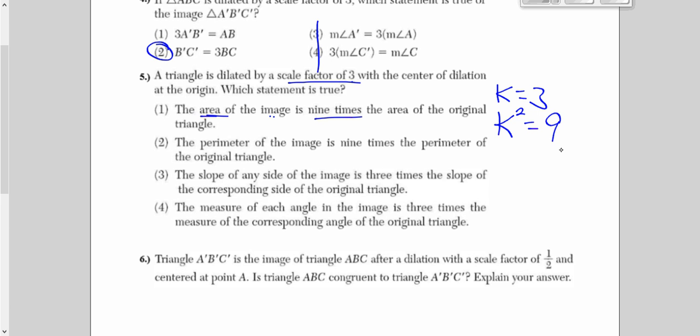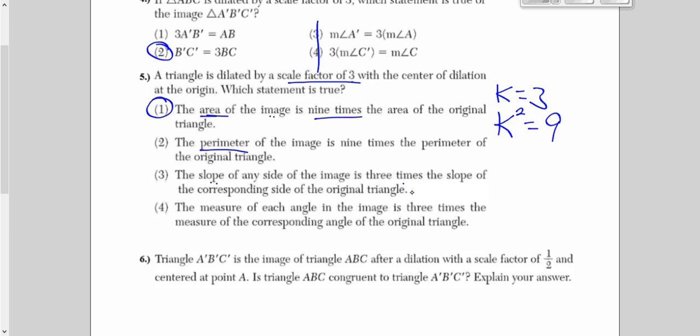Let's take a look at the other choices. So 1 is the choice, but could it be 2? The perimeter. Perimeter's linear, isn't it? So perimeter gets multiplied by 3. What about the slope? Slope is rise and run. That's all linear, isn't it? They're not square units, they're linear. So doesn't that also get multiplied by 3? So it does say 3, right? The slope of any side of the triangle.